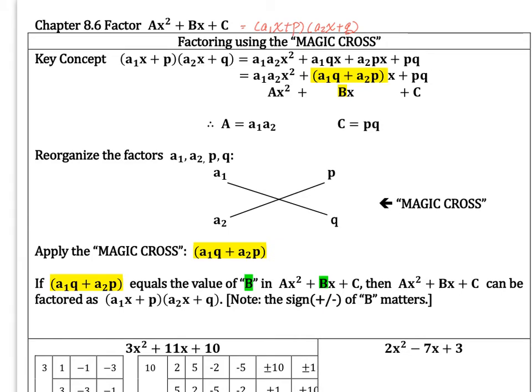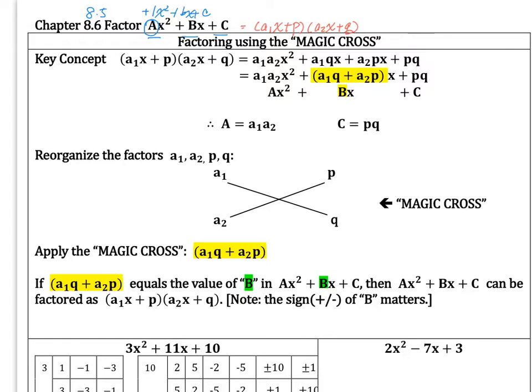In 8.6, we're going to learn about how to factor a polynomial in the form of ax squared plus bx plus c. In 8.5, you'll learn how to factor a polynomial in the form of x squared plus bx plus c, where the coefficient here is positive 1. So now we're going to learn how to factor a polynomial when the coefficient is not positive 1.